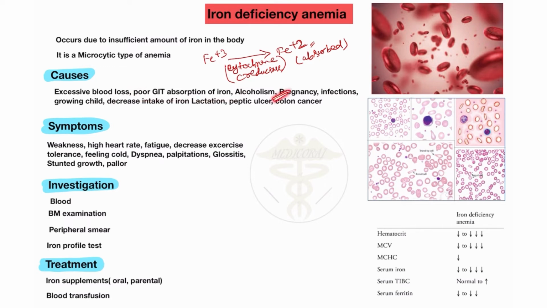In the case of an alcoholic person, this enzyme activity decreases, so it also causes iron deficiency anemia. In case of pregnancy and lactation, please learn this: pregnancy and lactation also cause iron deficiency. You all know that in pregnant women the doctor always says take iron pills, because in the pregnancy and lactation period iron deficiency occurs in the female. So it is very important: iron deficiency anemia occurs in the patient of pregnancy and lactation.